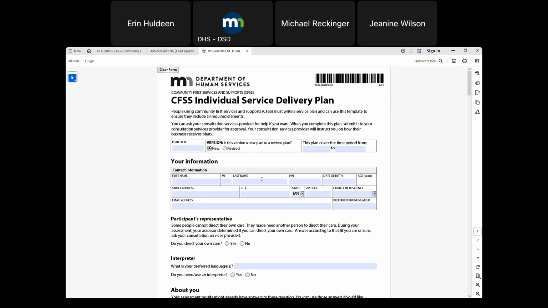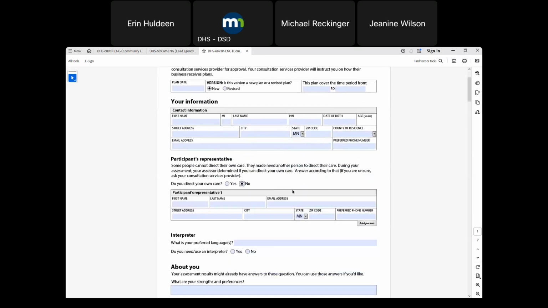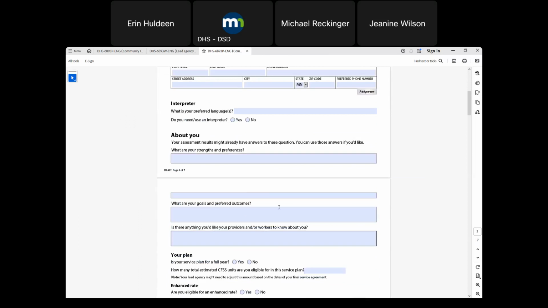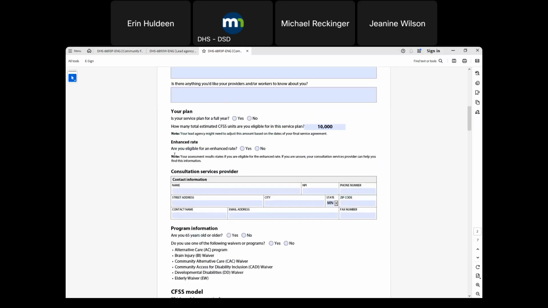It's going to have the person's identifying information here. If they have a representative, that information is going to be listed here. Some information about the individual, how many units they're eligible for in the service plan year. So I'm just going to do a quick example for you. We'll just put 10,000 units in as an example. Are they eligible for the enhanced rate? Let's just say no. Consultation services provider information is going to be listed here.